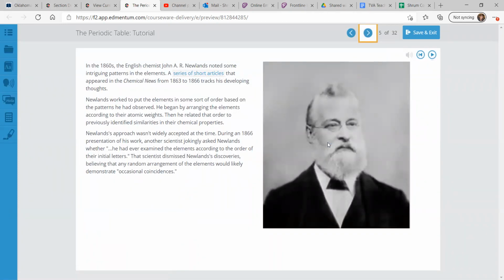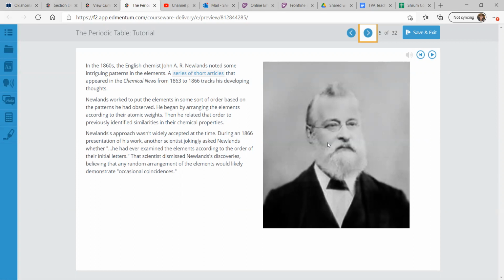In the 1860s, the English chemist John A.R. Newlands noted some intriguing patterns in the elements. A series of short articles that appeared in the Chemical News from 1863 to 1866 tracks his developing thoughts. Newlands worked to put the elements in some sort of order based on the patterns he had observed. He began by arranging the elements according to their atomic weights. Then he related that order to previously identified similarities in their chemical properties.